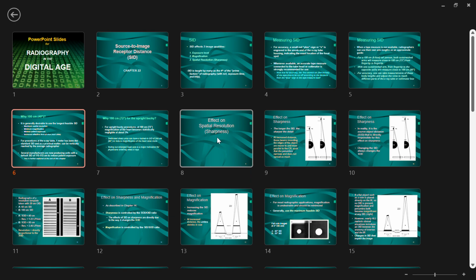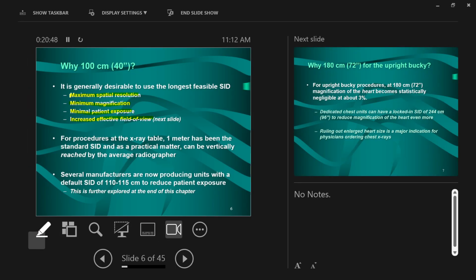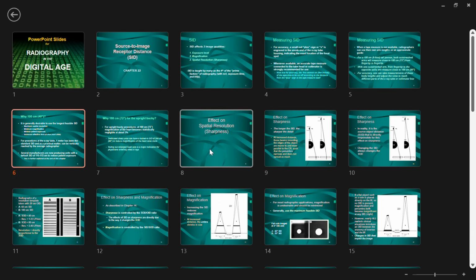So let's start to take these one at a time. Let's take spatial resolution first. How is spatial resolution affected by source to image distance?